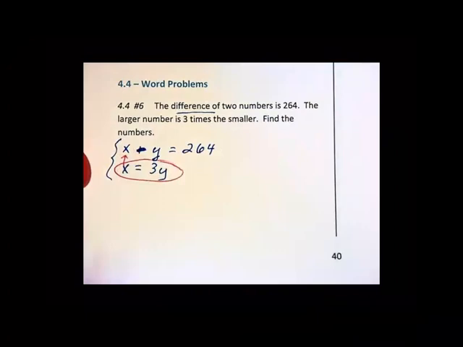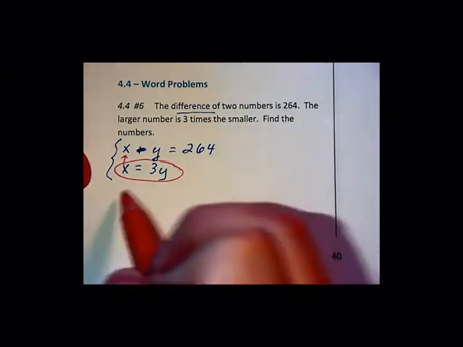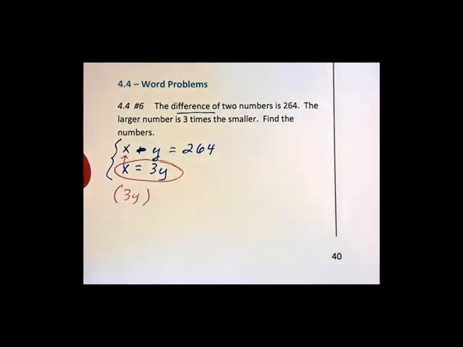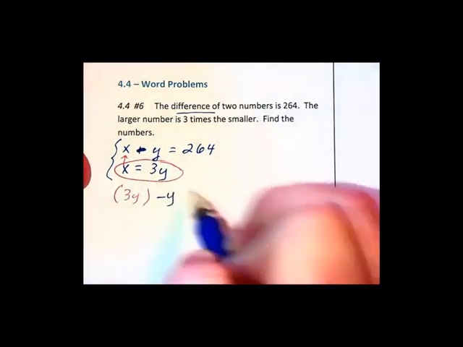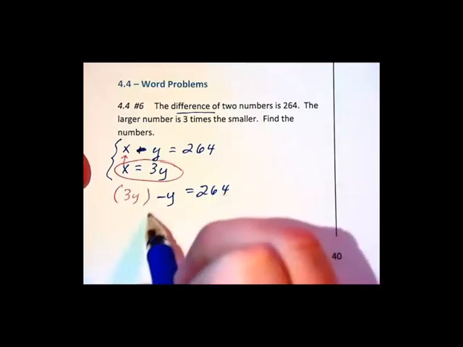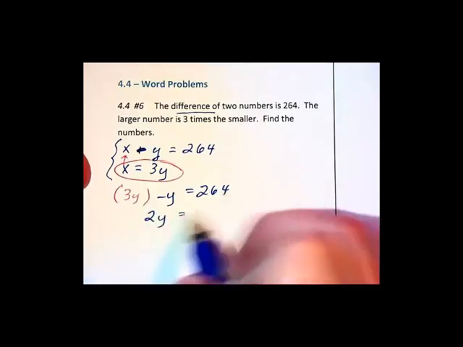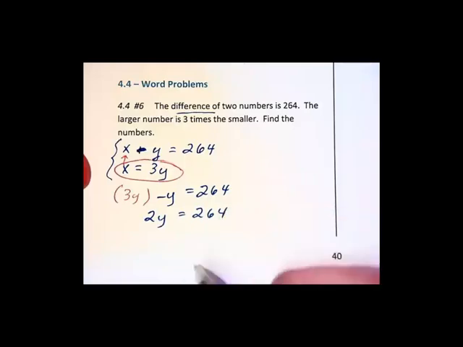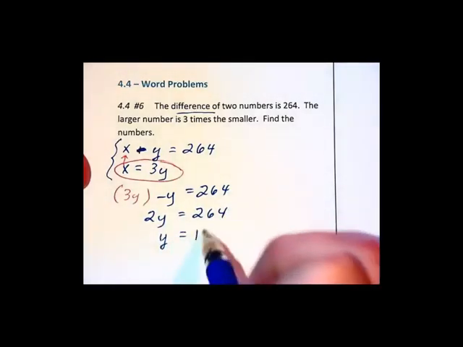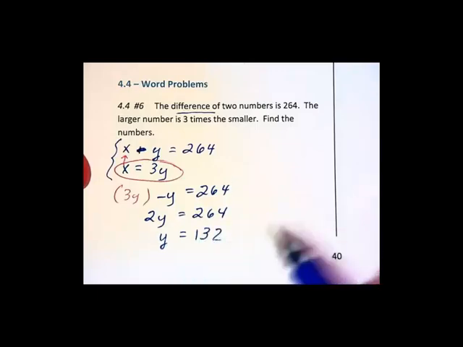the second equation into the first equation, giving us 3y as our substitution minus the other y is equal to 264. Combining like terms, we have 2y is equal to 264, and dividing each side by 2, we get y is equal to 132. Now that's not enough.